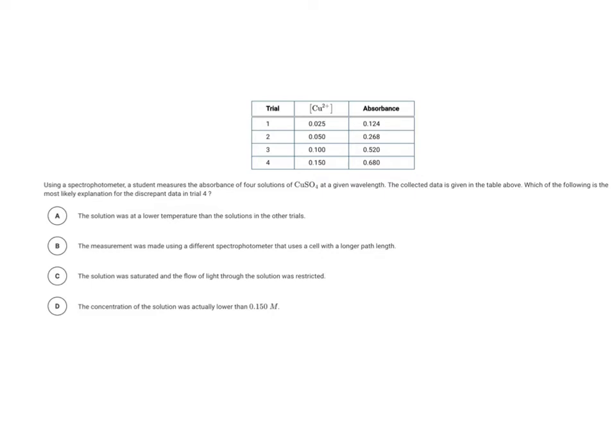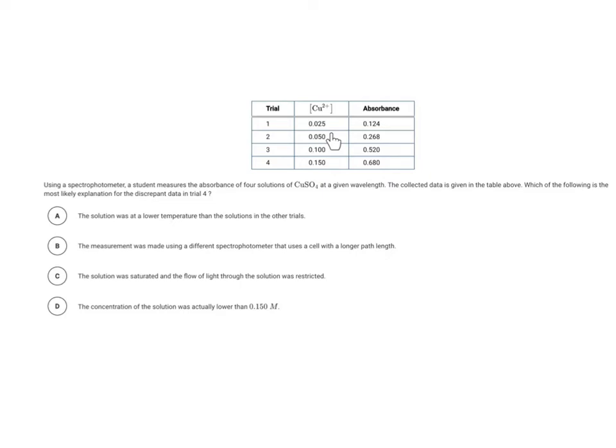Now, first of all, we need to decide, is the discrepant data in trial 4 too high of an absorbance or too low of an absorbance? Why don't you pause the video right now and try and figure out if you can come up with the correct answer. We know that concentration data and absorbance data are linear according to Beer's law. So if concentration goes up by a certain amount, then absorbance should go up proportionally.